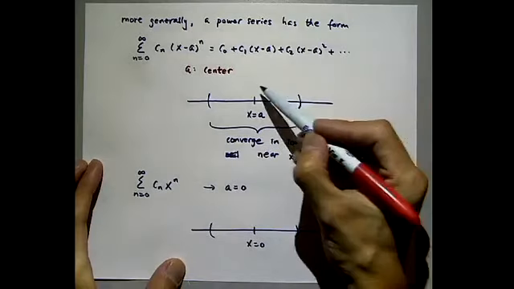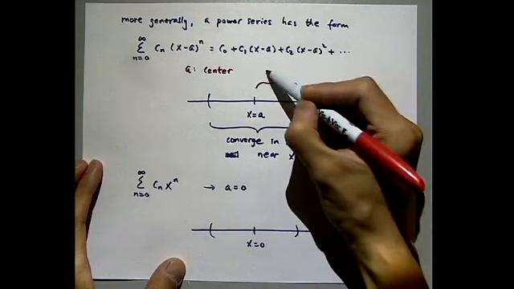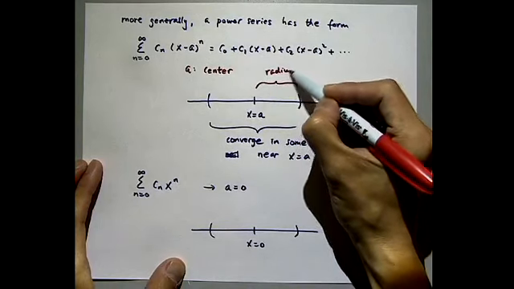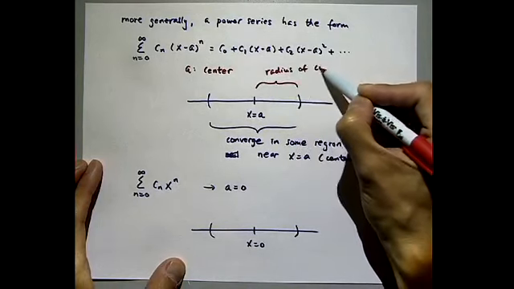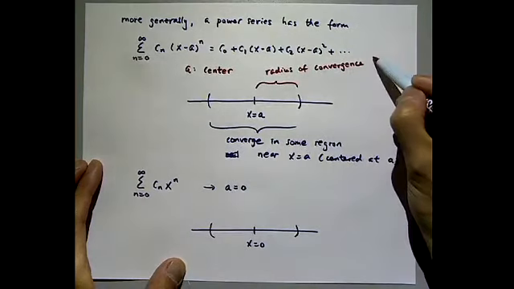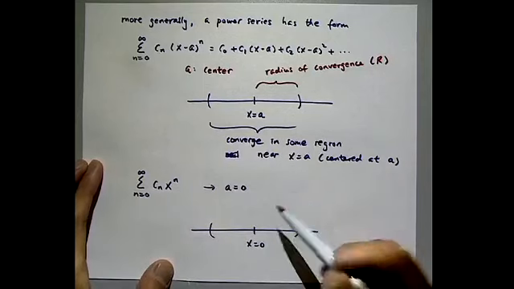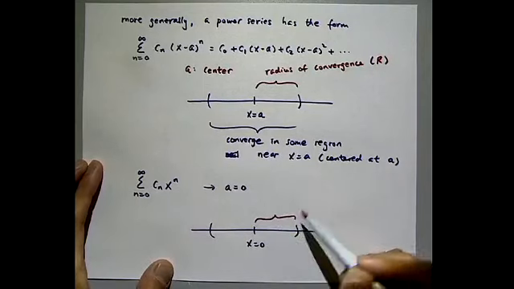Okay? So this interval here, half of it is called the radius of convergence. And usually we use capital R for that. So here's another R here.